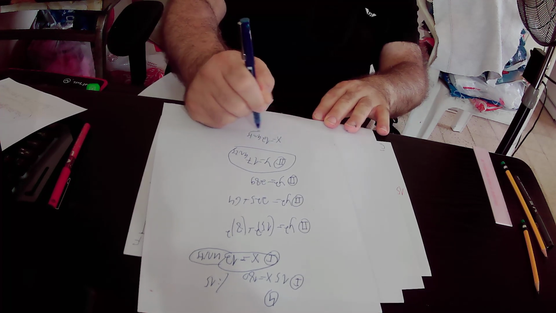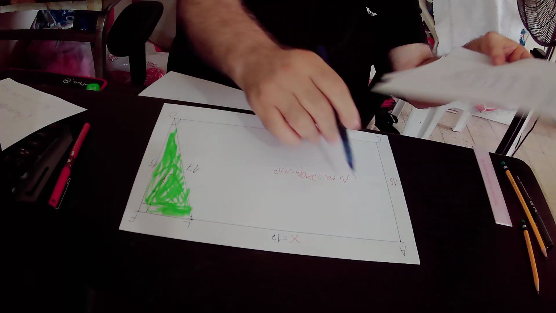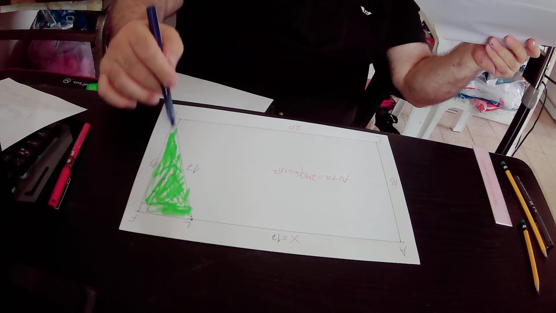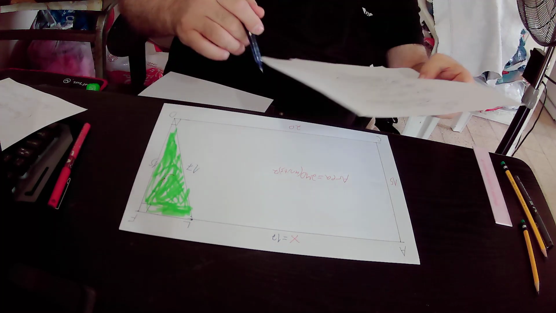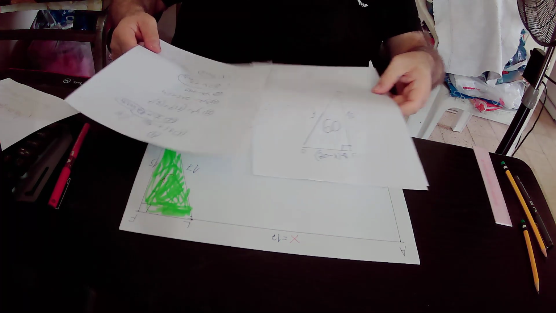So the answer to the question is that x equals 12 units and y equals 17 units. Okay, so now I will summarize the lecture.